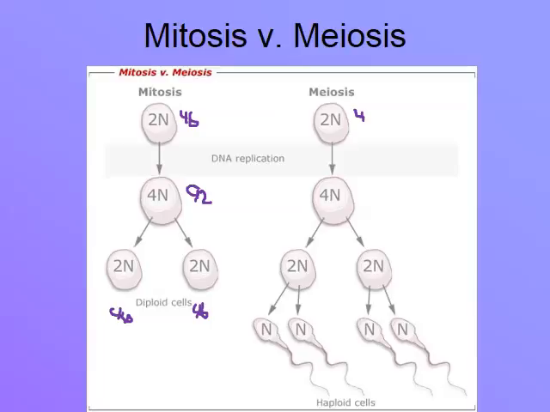Now with meiosis, the same thing happens initially. We go from 46 to 92 to 46, eventually to our haploids, which now each have 23.